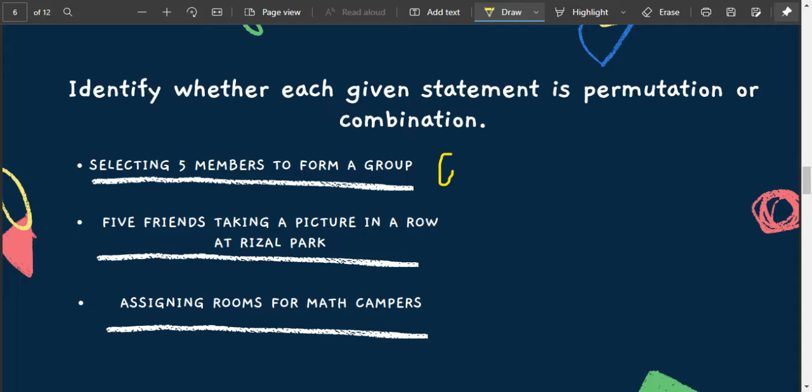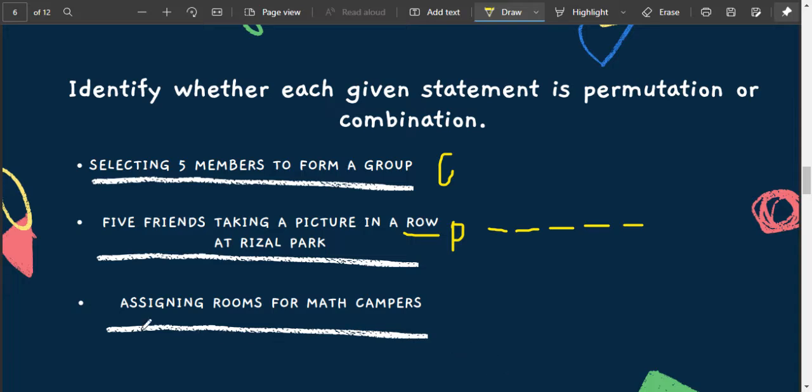Next, 5 friends taking a picture in a row at Rizal Park. Pag sinabi nating row class, that is a straight line, di ba? For example, si Angel, si Hazel, si Ali, si Riza, si Harvey. So, 5 friends, magpipicture sila in a row. Sinong dapat mauna, sino dapat nandito, pangatlo, pang-apat, pang-5. So, kailangan ba ng order? Yes, kailangan. So, merong order. Therefore, that is a permutation.